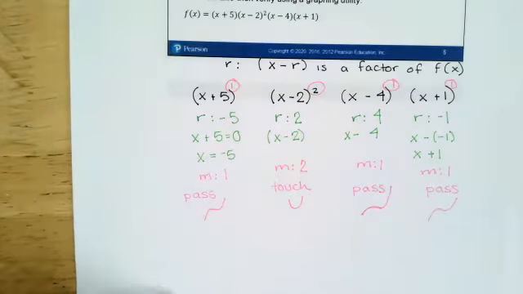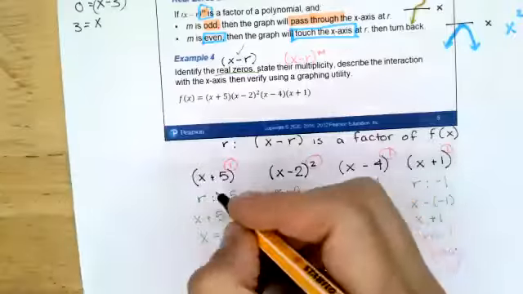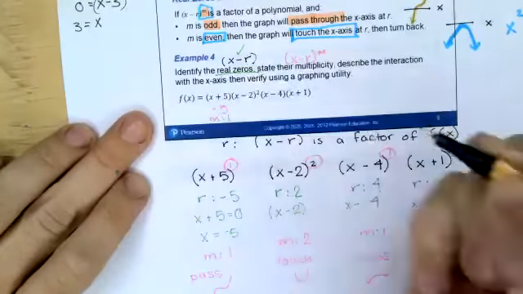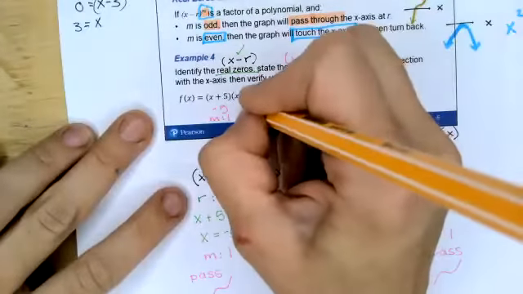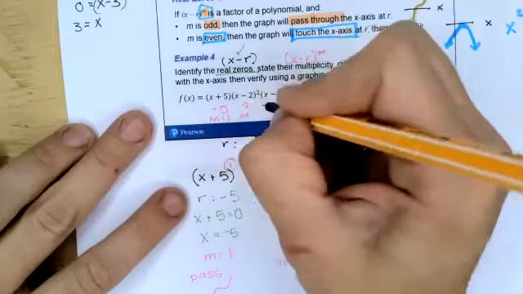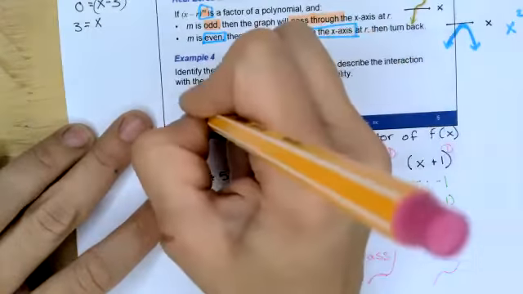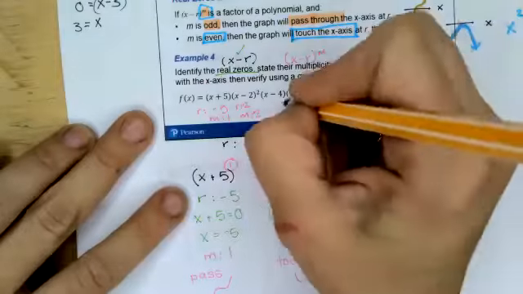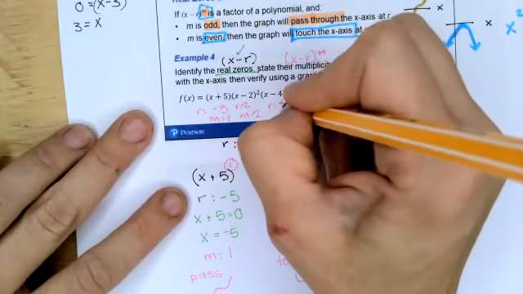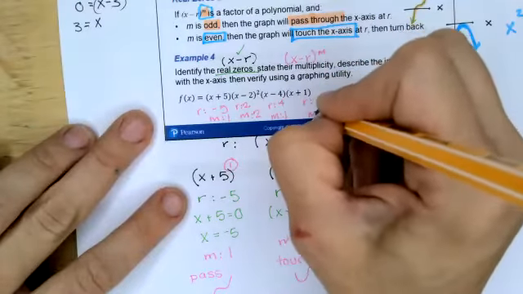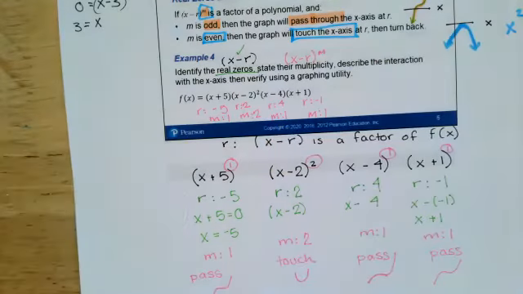Good. So my real zero is negative 5 with a multiplicity of 1. Real zero is 2 with a multiplicity of 2. R is positive 4 with a multiplicity of 1. R is negative 1 with a multiplicity of what?